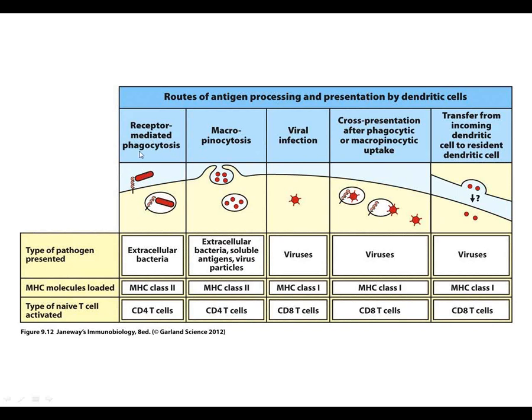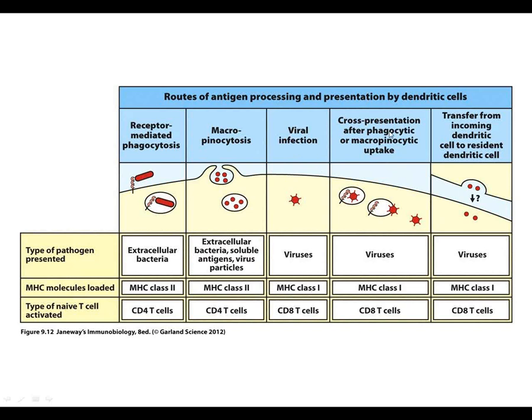One way is receptor-mediated phagocytosis. We know there are lots of different receptors on the outside of dendritic cells, like toll-like receptors, that can directly recognize a pathogen. If it binds to it, it can engulf it. Of course, there's also macropinocytosis, when it basically engulfs a large amount of cytosolic fluid with the pathogen right inside. Of course, the dendritic cell itself can be virally infected and present on an MHC class 1.